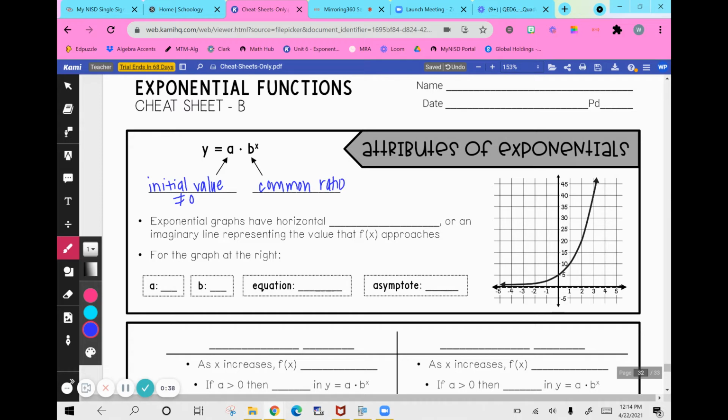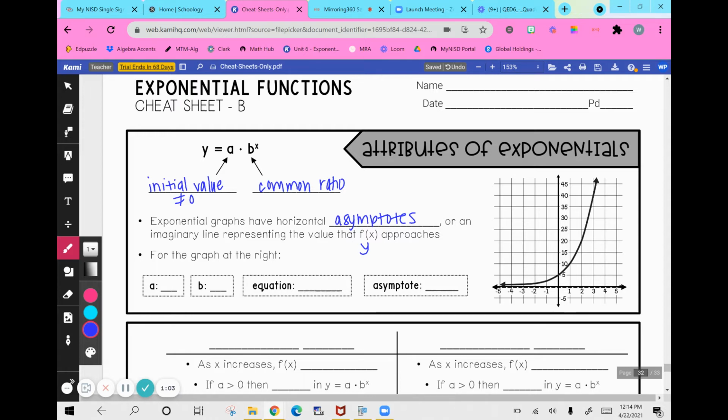It says exponential graphs have horizontal asymptotes, or an imaginary line representing the value that f of x approaches. Remember that f of x is another way of saying y. So it's saying y is getting closer and closer to this, but it's not going to touch that value. For the graph at the right, let's identify these.